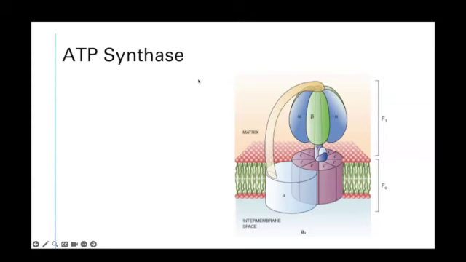The F1 component is responsible for ATP synthesis, so the alpha and beta subunits. However, the subunits themselves don't rotate, but this gamma shaft right here does rotate. And as that shaft rotates, it kind of bumps along these alpha and beta subunits, and that mechanical energy then gets transferred into chemical energy, so into the bond of ADP and phosphate to form ATP.